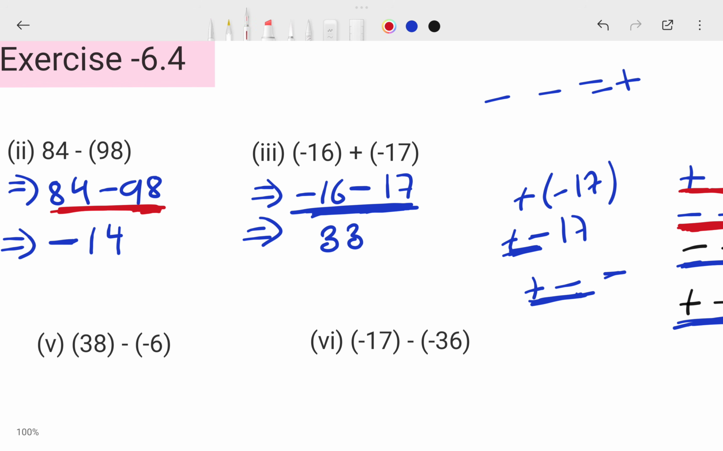So what symbol do we have to take? In this one, 16 or 17, which is greater? So 17 is greater. So what symbol does 17 have? 17 has a minus symbol. So we have to put minus here. So the answer is minus 33. Okay, is it clear? Right.